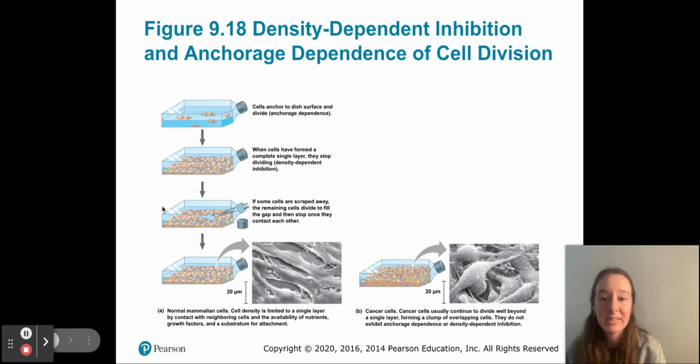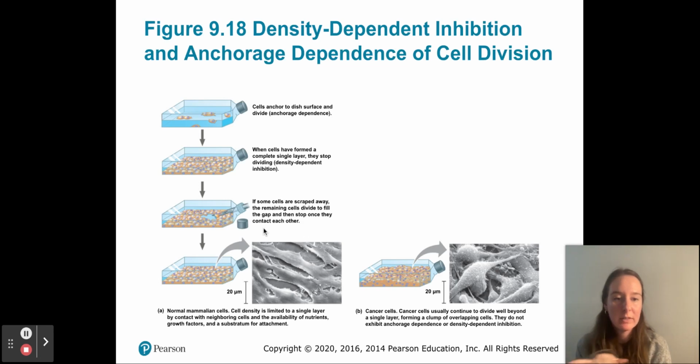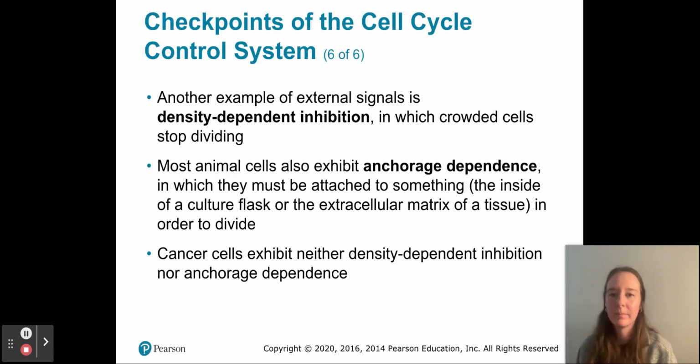Anchorage dependent means they need a surface to bind to, or density-dependent inhibition. So even though basically all the cells have taken up the space, it's dense, right? They're not depending on that density to tell them, hey, it's time to stop dividing. So they'll continue to divide and divide without stopping. So something has gone wrong. The cell cycle is not being regulated.